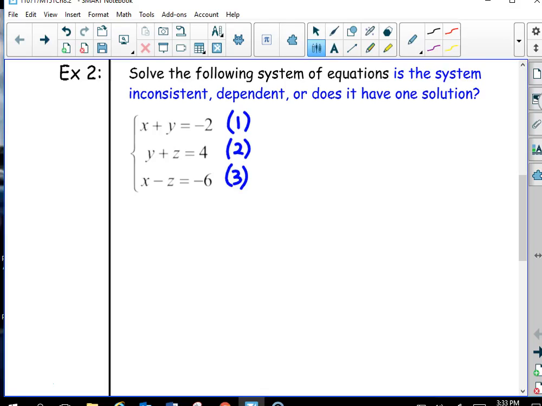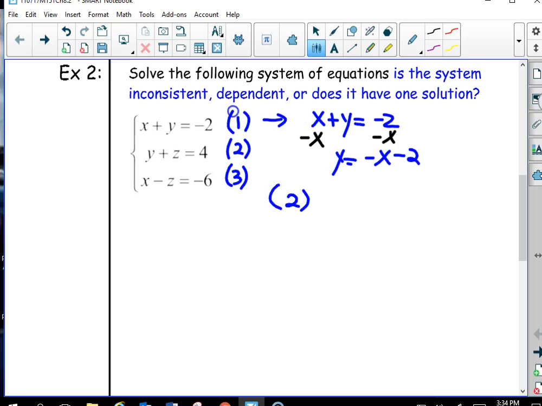You can use elimination, you can use substitution, you can use a combination. And here I'm going to use a combination. So I'm going to solve equation 1 for y, and I get y is equal to negative x minus 2. Now I'm going to substitute that into equation 2, y plus z equals 4. And so I'm going to substitute negative x minus 2 in for y.